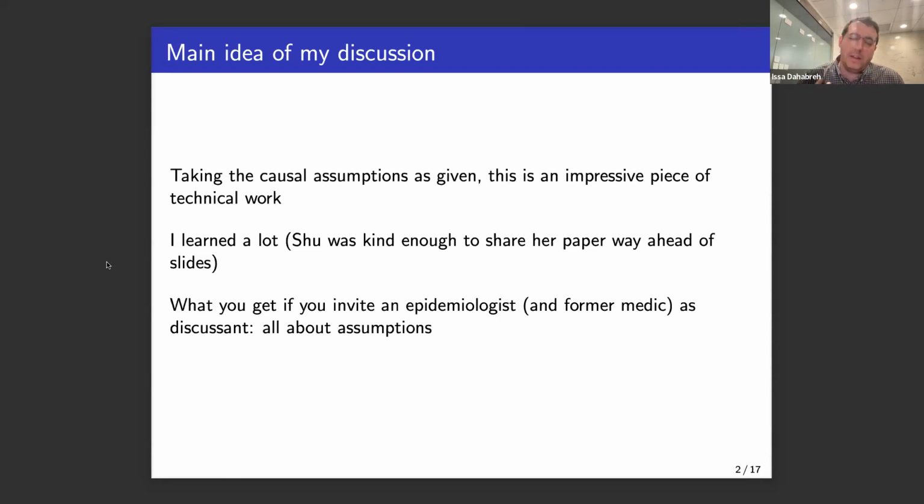most of my discussion is going to be about what this means, what the assumptions are, what the concepts are. I'll make some points about the estimation aspects, but I view those as mostly minor quibbles in the bigger picture.